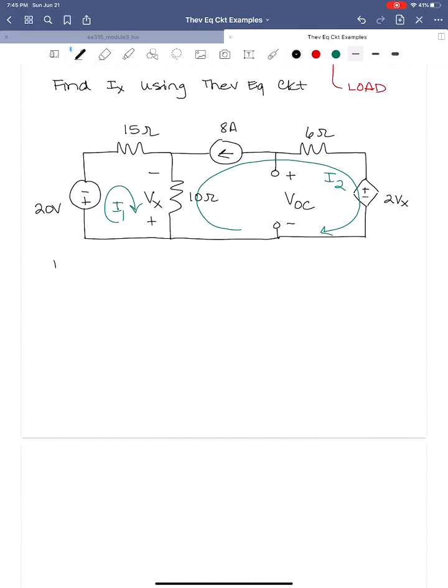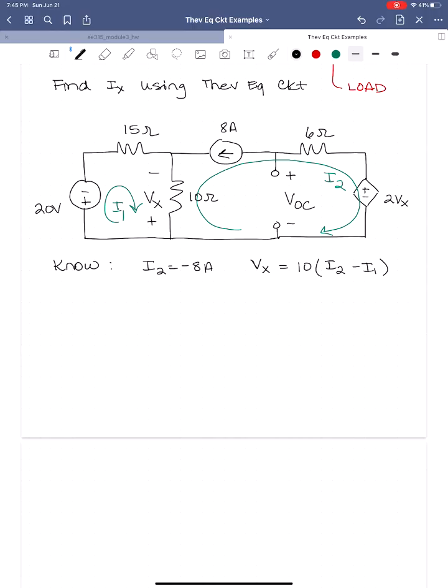So what do we know? Well, we know that I2 is equal to -8 because the current source is flowing opposite our mesh current. And then we also know what Vx is. Whenever we have a dependent source in the circuit, we know something about at least the controlling element. So Vx is equal to, by Ohm's law, 10 times the net current that flows from plus to minus. So I2 flows from plus to minus, I1 flows against. So our net current is going to be I2 minus I1. Multiply that by 10 and we have that voltage.